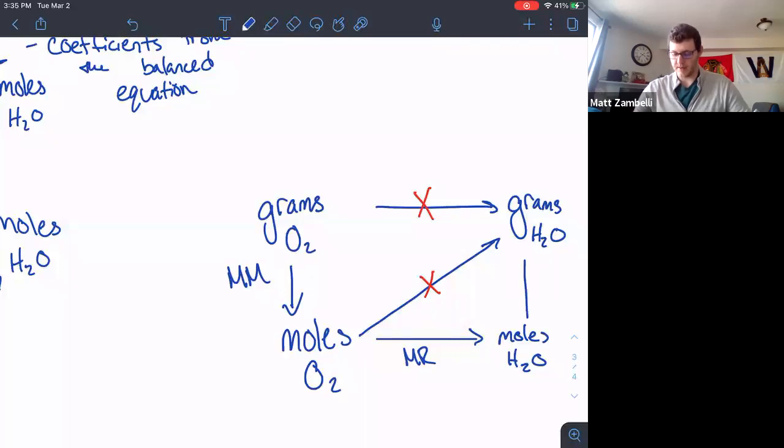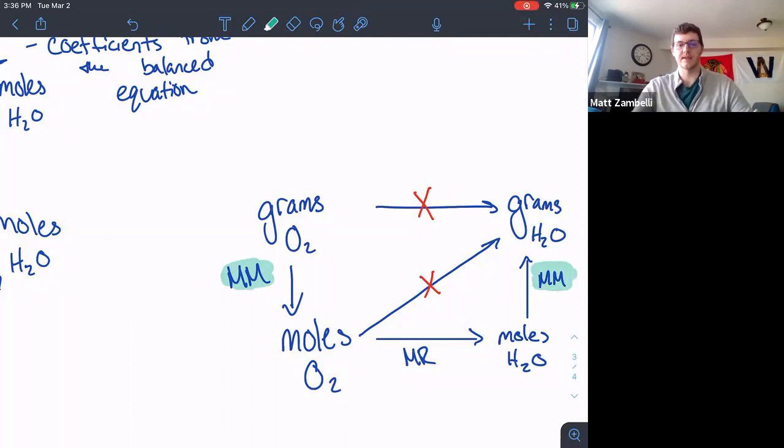Can I go from moles of water to grams of water? I can do this one. What do I have to use to go from moles of water to grams of water? The molar mass, awesome. And these are the same, right? These are the exact same numbers.